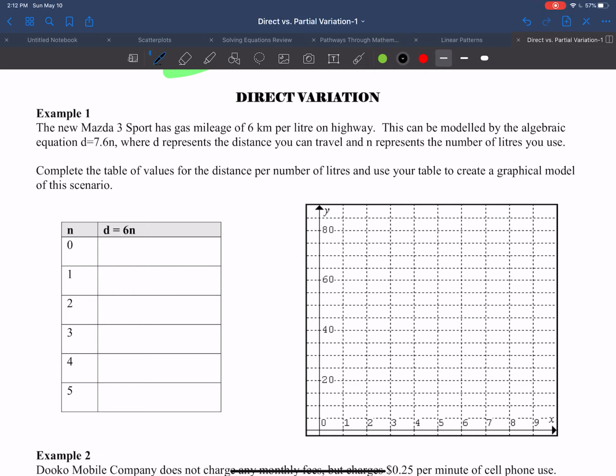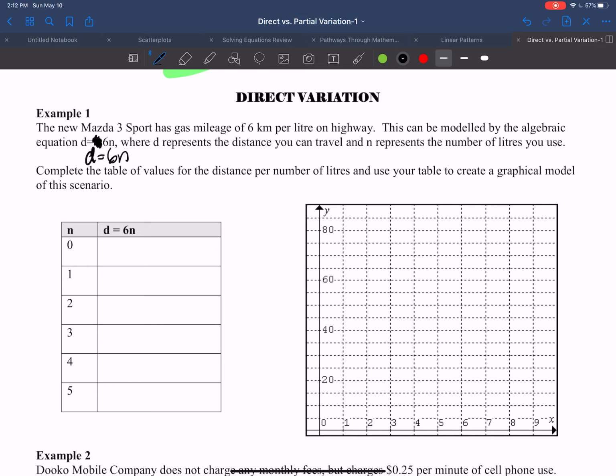Example 1: the new Mazda 3 Sport has gas mileage of 6 kilometers per liter on the highway. This can be modeled by the algebraic equation D equals... So this is where the mistake is. Please change your handouts here. It should just be 6n, like it is in the table. D equals 6n, where D represents the distance you can travel and n represents the number of liters.